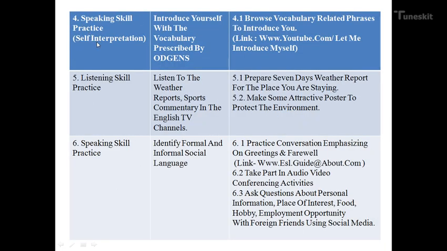Speaking skill practice, self-introduction. Introduce yourself with vocabulary prescribed by the syllabus. Browse vocabulary-related phrases to introduce yourself. Here is a link for YouTube, www.youtube.com. Let me introduce myself. So how can we introduce ourselves before others? In this lab class, we will discuss introducing ourselves, and we will also visit YouTube so that we can get some ideas regarding introducing ourselves.